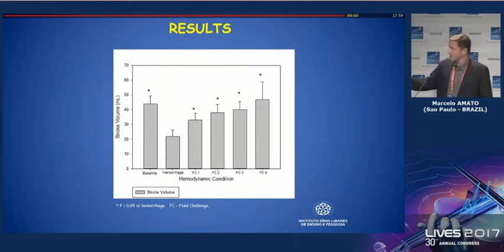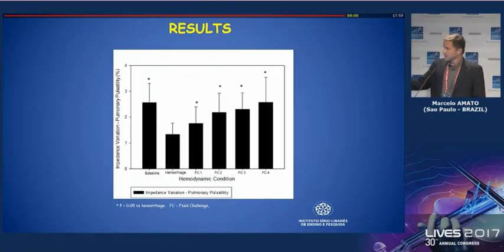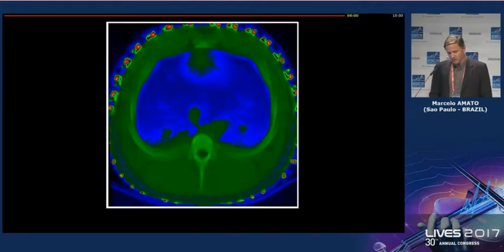For instance, these animals had some bleeding, and then we refilled the volemia with volume, with saline. And this is the stroke volume measured directly from the heart, and this is the EIT signal. It's almost complete superposition. So we believe that these new features of EIT are going to be very helpful at the bedside in the future. And in fact, it's available already, but we need more validation studies to check the situations in which we can use it at the bedside.